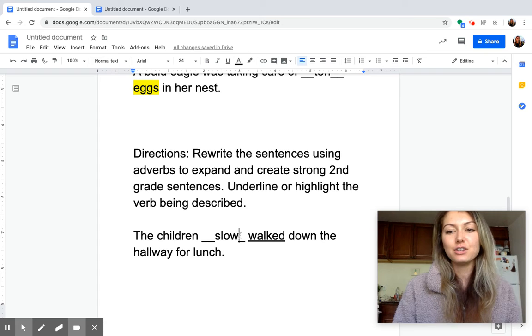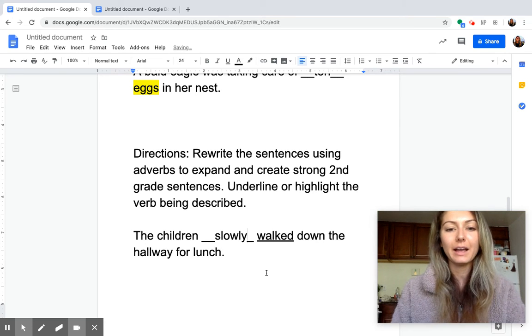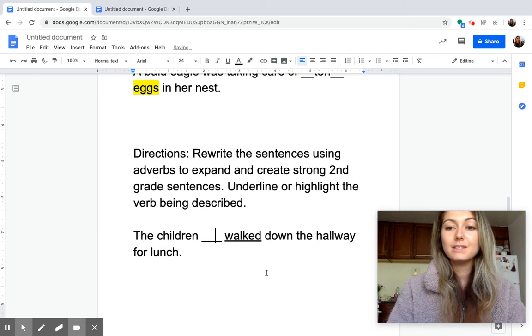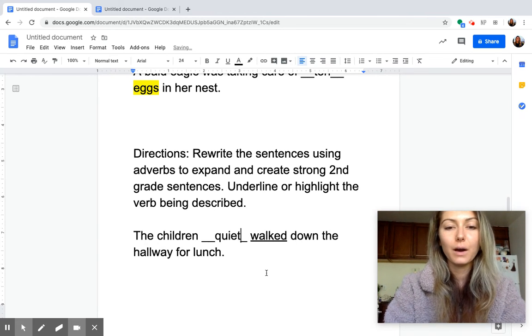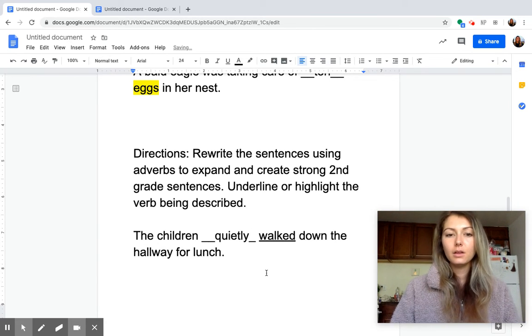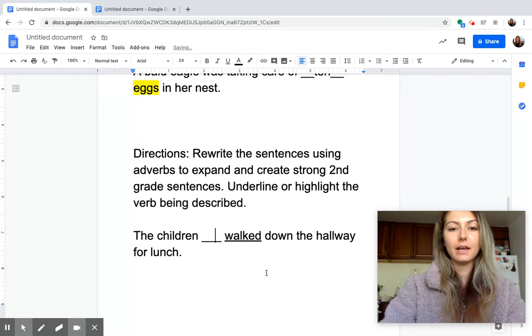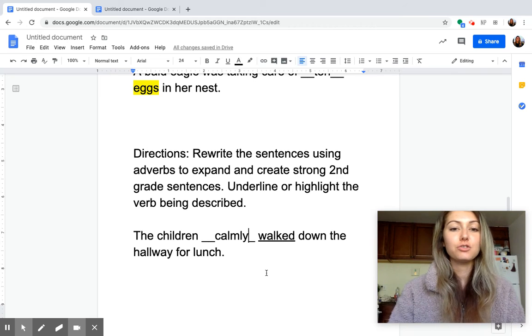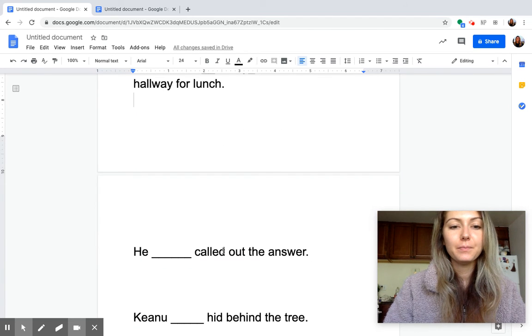I'm using an adjective to describe a verb. The children slow walked down the hallway for lunch. No, we need that ly ending. Slowly walked down the hallway for lunch. We could also say an adverb like quietly. They quietly walked. We could say they calmly walked. I like that one. The children calmly walked down the hallway for lunch. Once you've completed that sentence, you can move on with me.